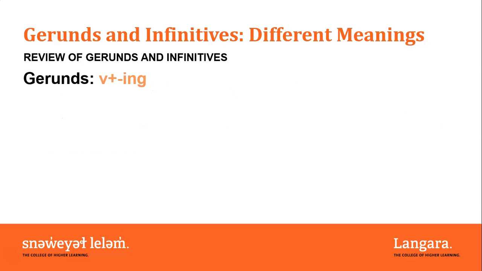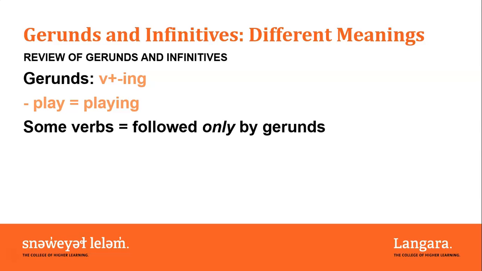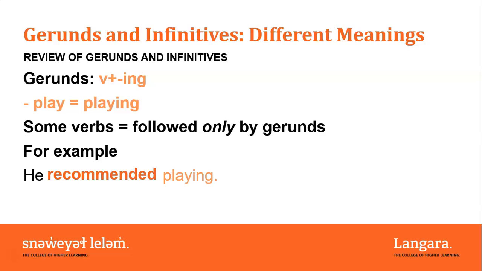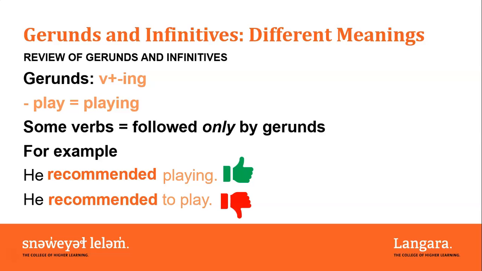A gerund is when you add ing to a verb. For example, the verb play will become playing. Some verbs are only followed by gerunds. For example, if we look at the verb recommend. Recommend is a verb that is only followed by a gerund. So we would write, he recommended playing. However, if you tried to write, he recommended to play, that would be incorrect.